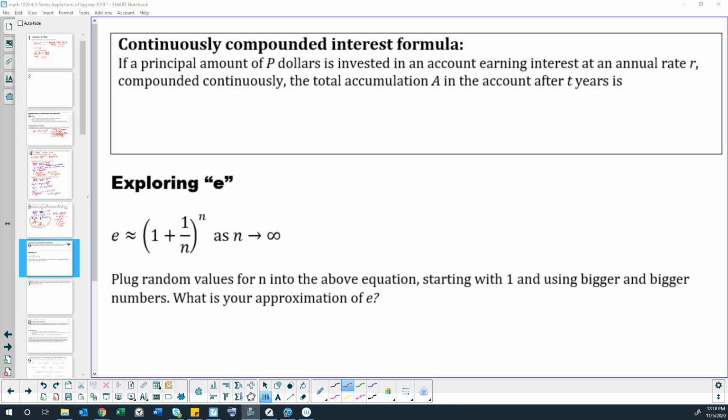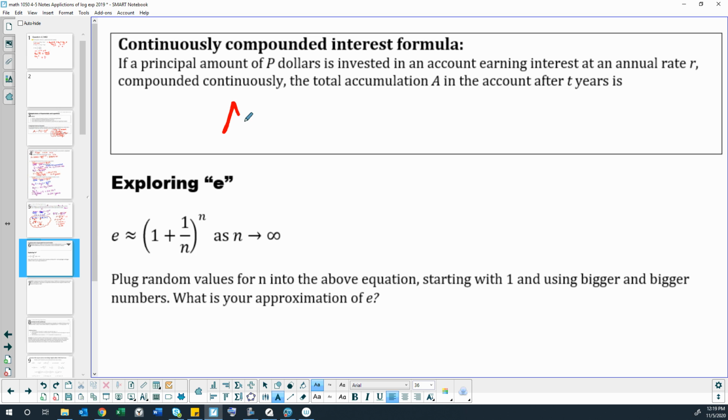Okay, so now we get to talk about our continuously compounded interest formula. This is where the number of times we compound per year gets so big that it just turns into infinity. Instead of compounding it every month or every day or every hour or every minute or every second, we just say we're compounding it always. So the interest is always adding back in and earning more interest. Okay, so that's the idea behind it, and it comes from the idea of what the number e is, which we're going to talk about.